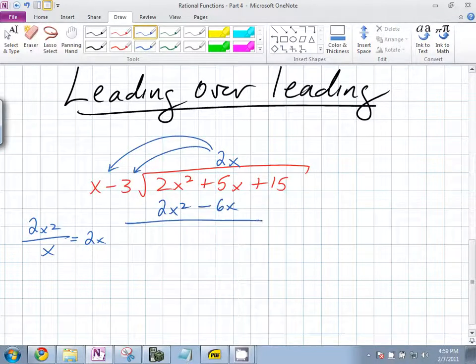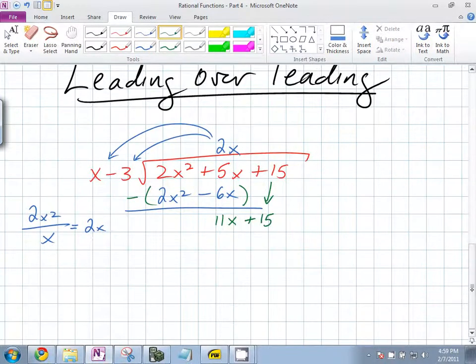You now subtract. So 5x minus negative 6x is 11x, because minus 6x is adding 6x. And 2x squared minus 2x squared is going to be 0x squared, so nothing goes right there. Then you drop down, just like you do in regular long division, to 15. You now do the same thing over again. You look at leading over leading. In this case, the leading terms are 11x and x. So the fraction we're looking at is 11x over x. That equals 11. And you put that 11 right here.